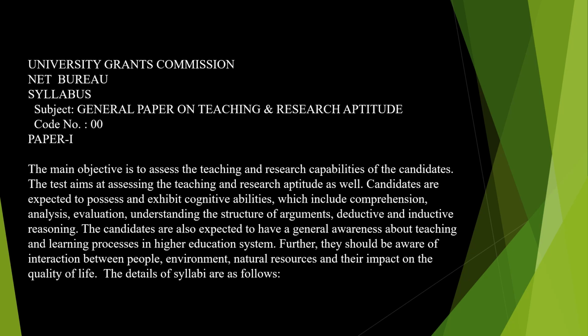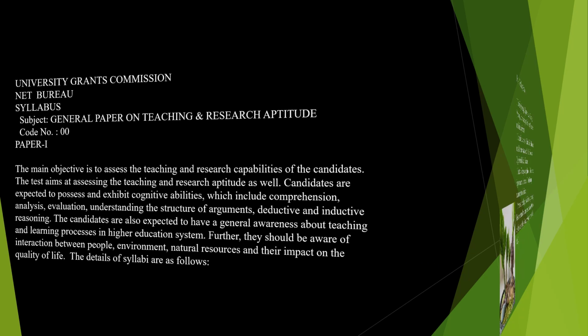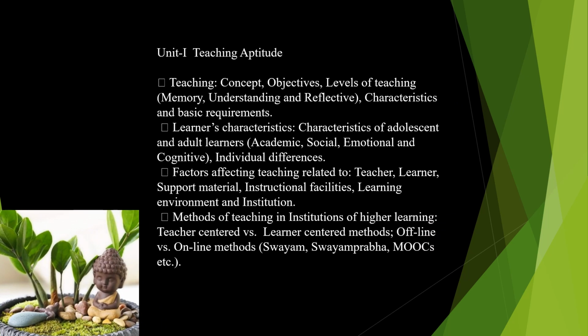Okay, see. The first one is teaching aptitude. We know the first important thing for a teacher: she should have the capacity to be a teacher. First, they are talking about what teaching is, how we can teach. All these things are mentioned here, and the levels of teaching, the objectives of teaching. Here they mainly cover the topic of teaching.